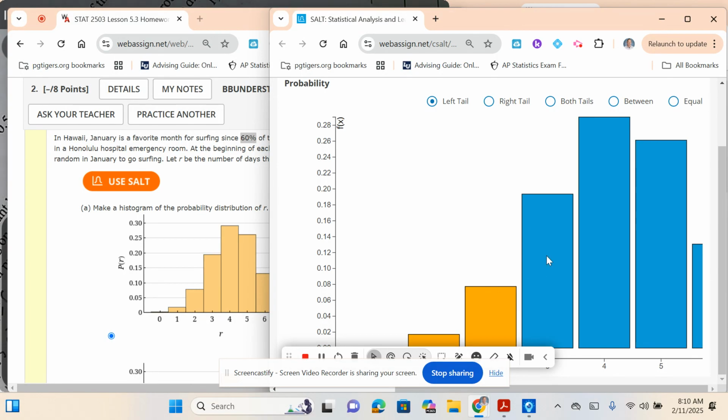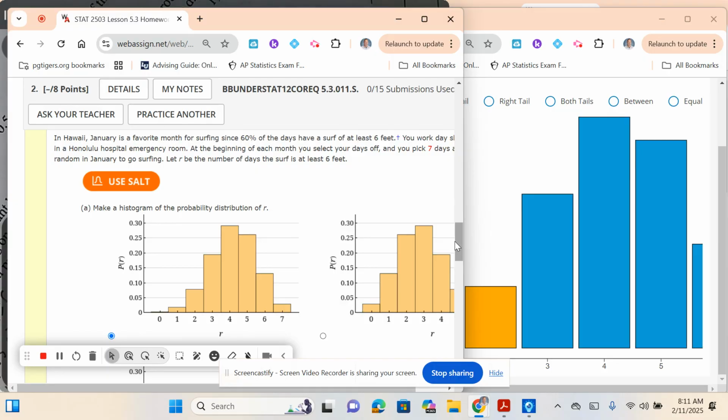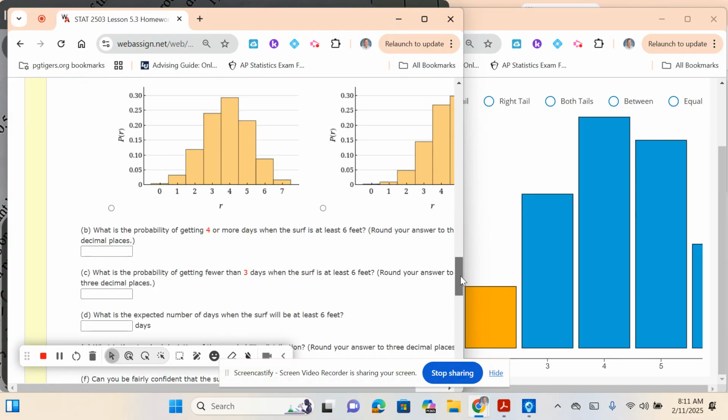3 is at 0.19. So it's close to that. So you can match those frequencies, or match those probabilities, for the probabilities for R. Okay. We will use SALT again.